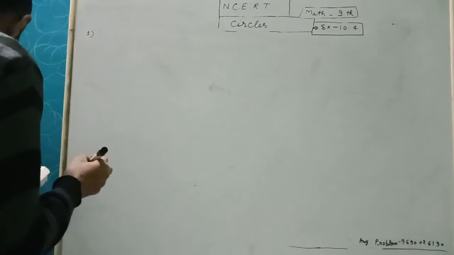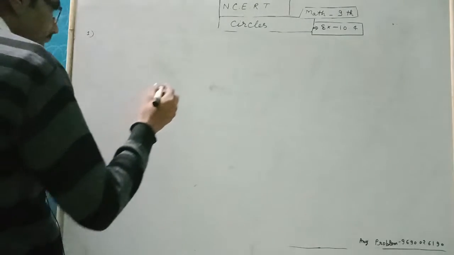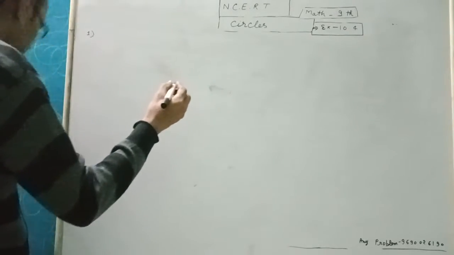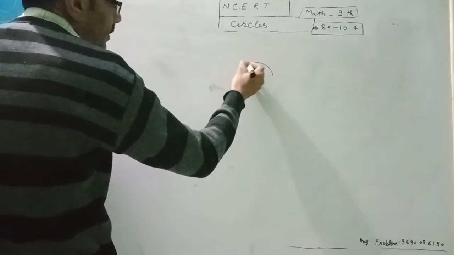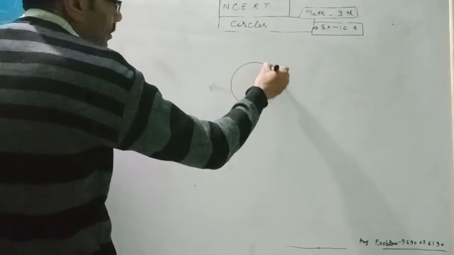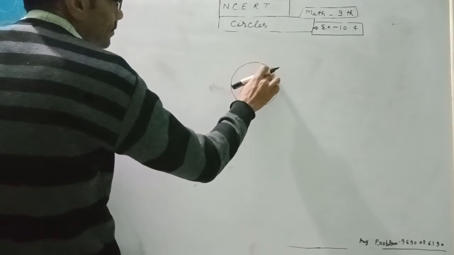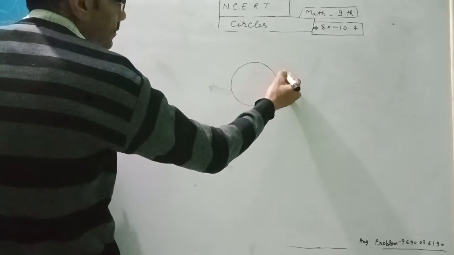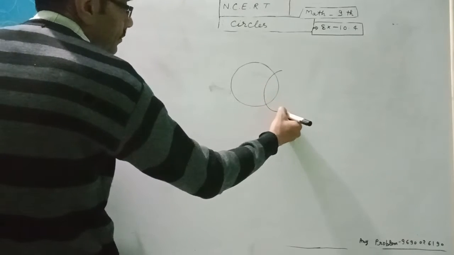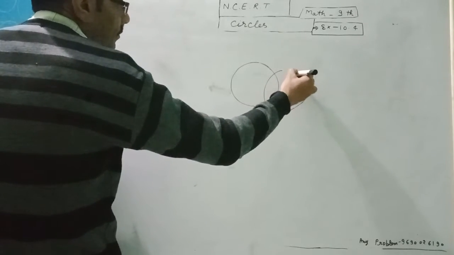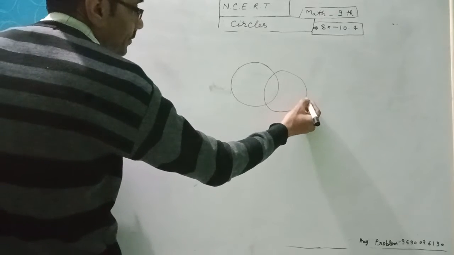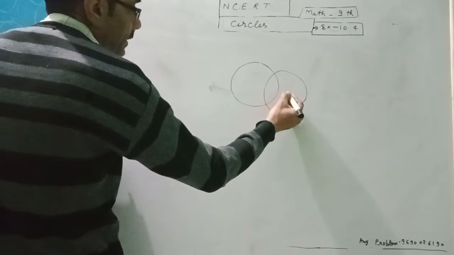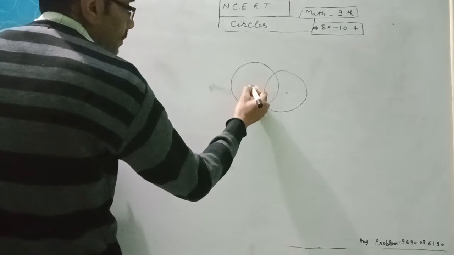Two circles are given, with radii 5 cm and 3 cm.